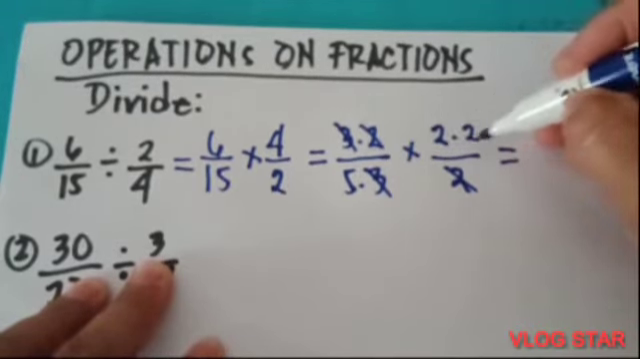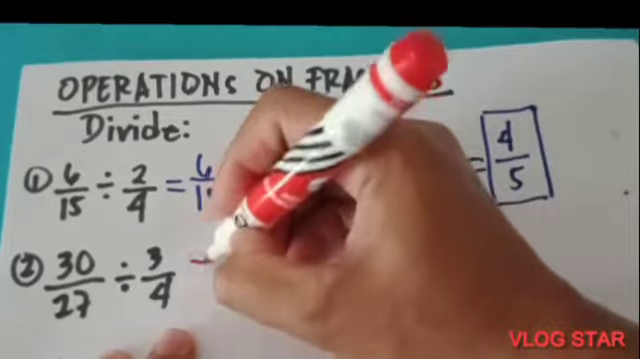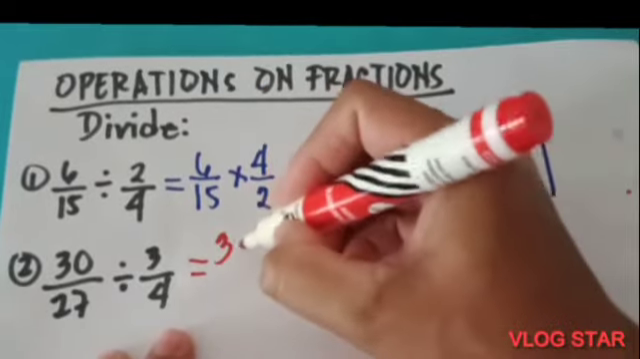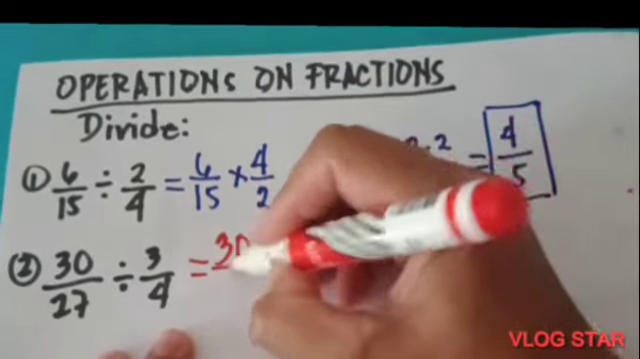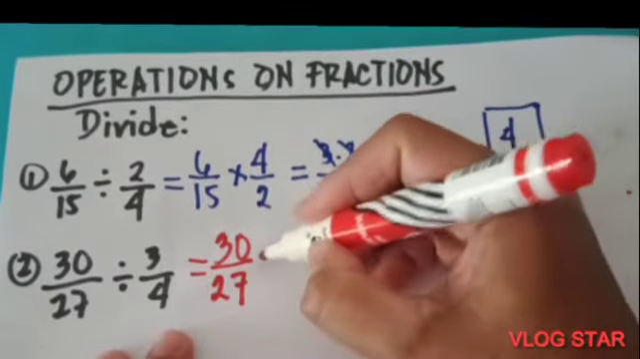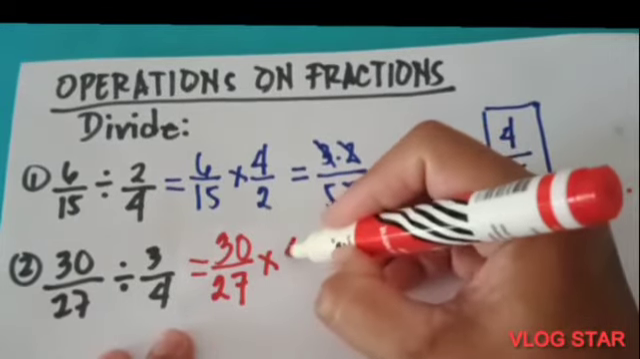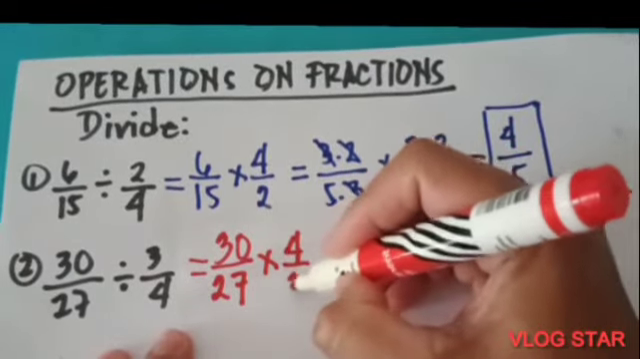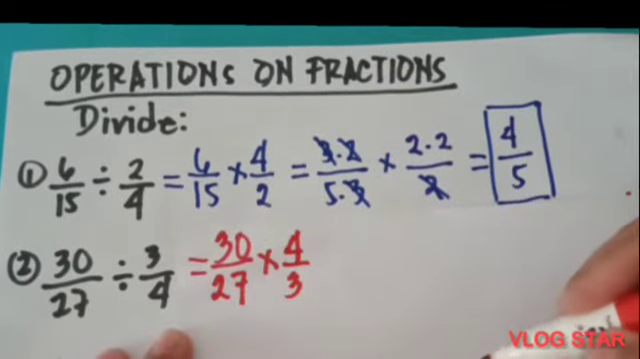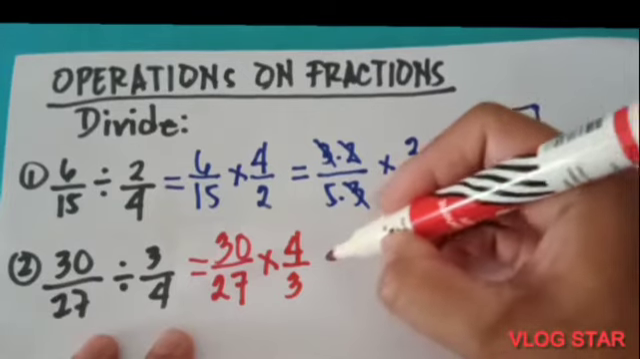So, ngayon, sa pangalawa ay mayroon tayong 30/27 divided by 3/4. So, unahin natin, kopyahin natin yung 30/27 times reciprocal ng 3/4. So, 4/3.